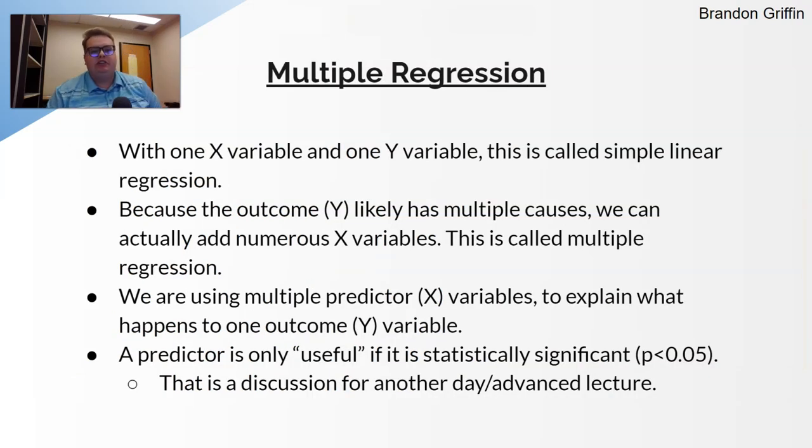So simple regression is one x variable and one y variable. This is simple linear regression. And because the outcome y likely has multiple causes, in reality it's going to have infinite causes, we can actually add numerous x variables, and this is called multiple regression. When we are using multiple x variables to explain what happens to the one y outcome, one y variable, aka the outcome.